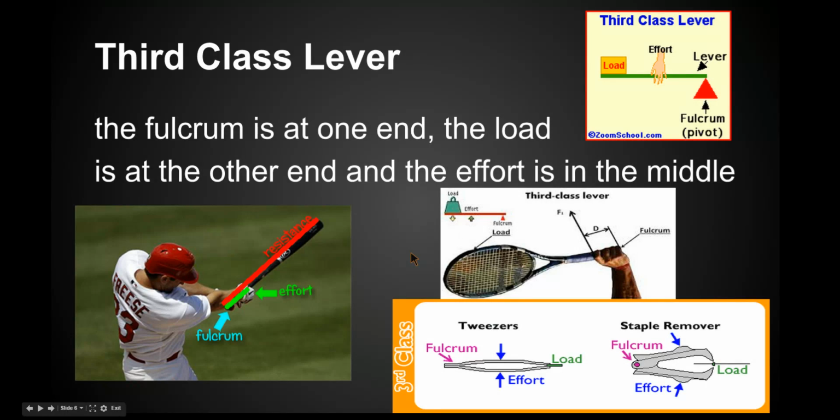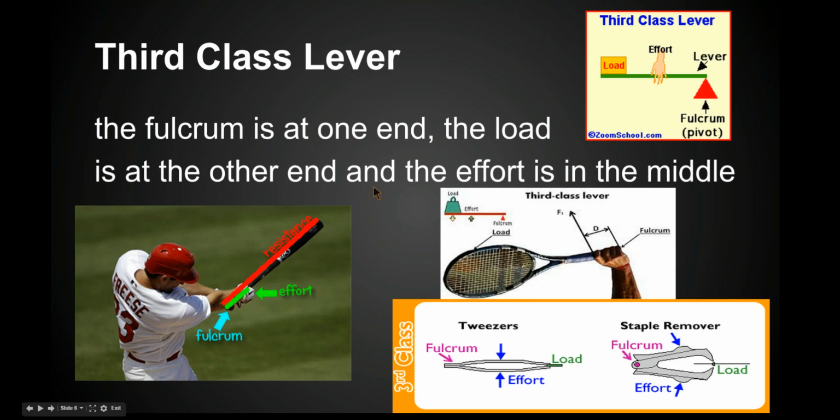A third class lever: the fulcrum is at one end, the load is at the other, and the effort is in the middle. So again, the fulcrum's at one end, but the effort and the load are switching places from a second class lever. In a third class lever, the effort's in the middle, and the load's at the other end.